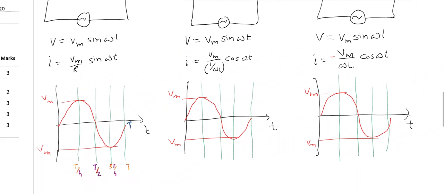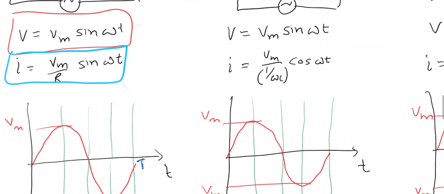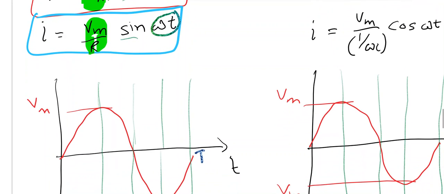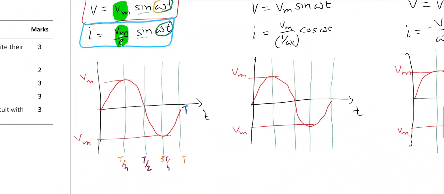So how do I show variation of current for the resistive circuit? Observe the equation. Both are functions of sine only. Moreover, both have the same phase omega t. The only difference is the peak value of voltage is Vm, whereas the peak value of current is Vm by R, slightly less. So how do I represent it?